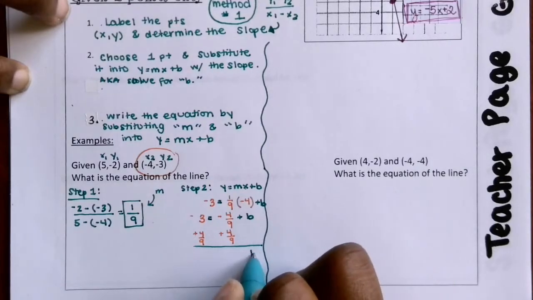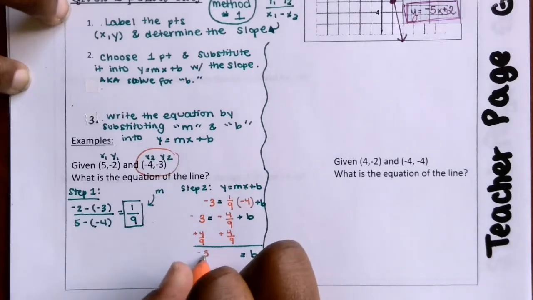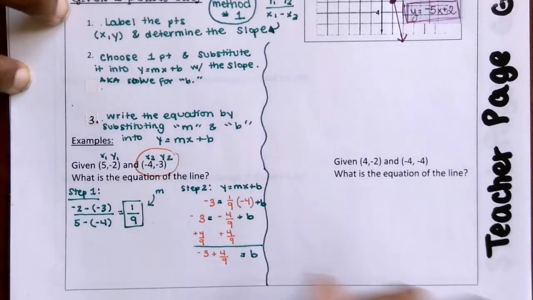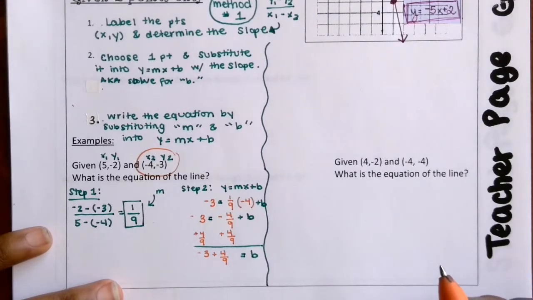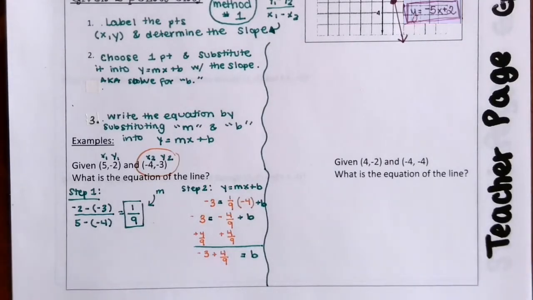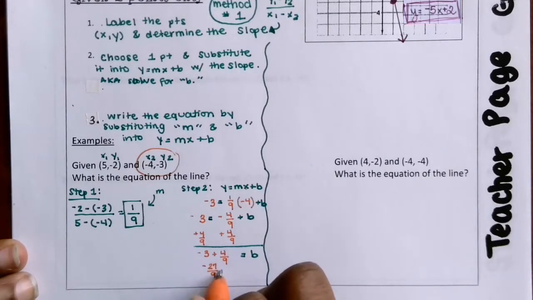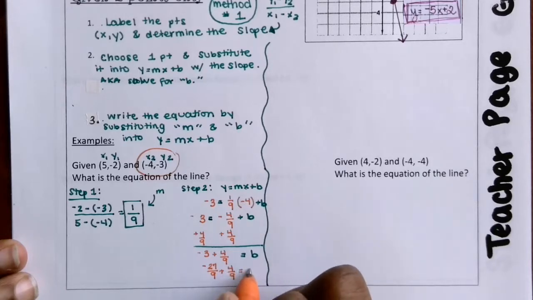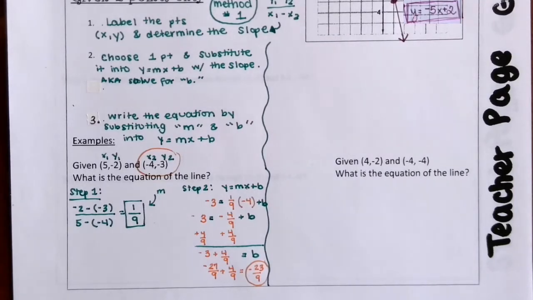You'll see me rewrite -3 plus 4/9 equals b. I'll then convert my whole number into a fraction with an equivalent denominator. So instead of -3, I will write -27 over 9, because -27 divided by 9 is equivalent to -3. And -27 ninths plus 4 ninths equals -23 ninths. So b is a value of -23 over 9.